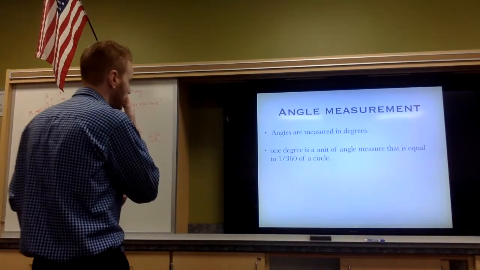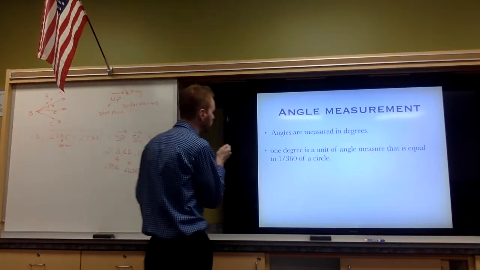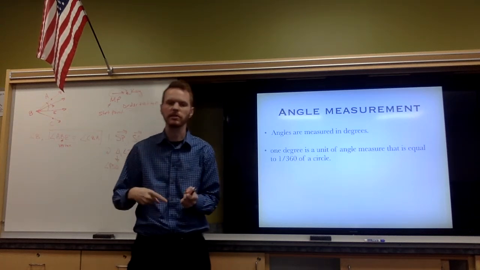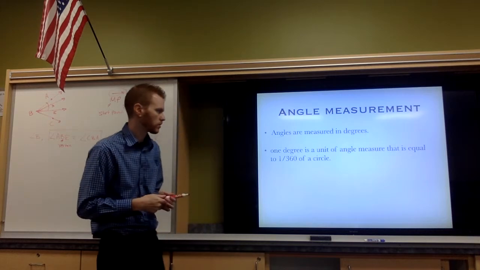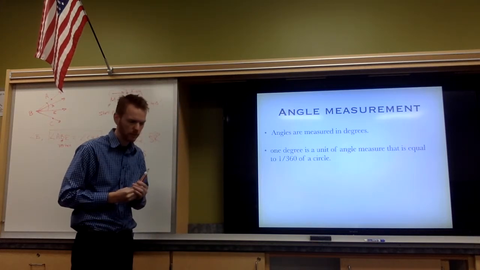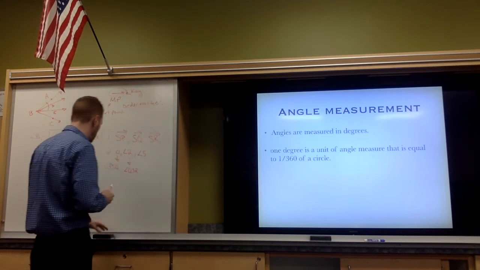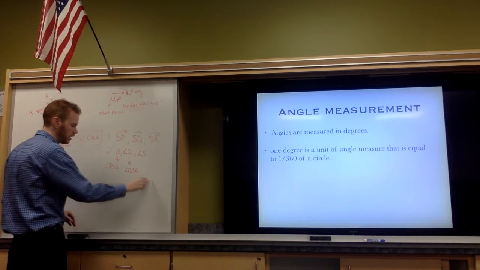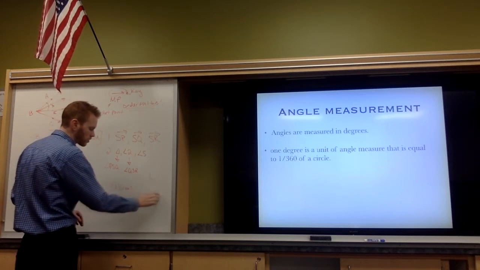Angle measurement. Angles are going to be measured in degrees in this class. And 1 degree is 1 out of 360 of a circle. Okay? Why did I mention that? Well, there's another way to measure angles. It's called radians. Okay? Look at angles from within a circle.